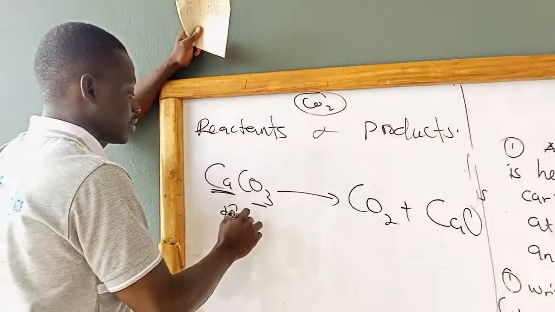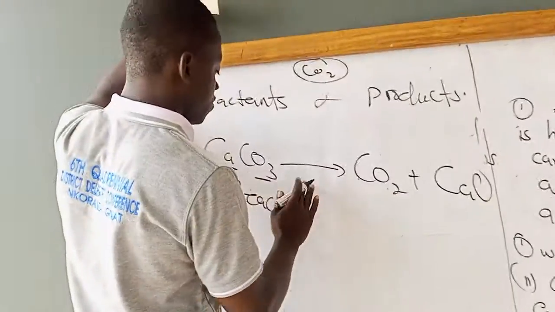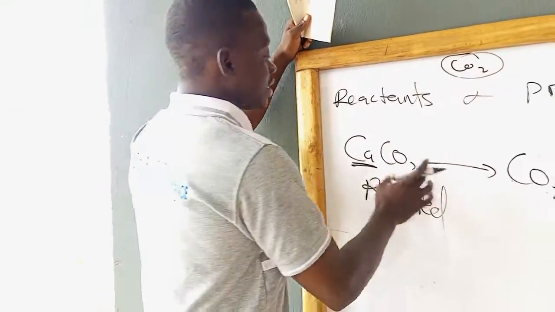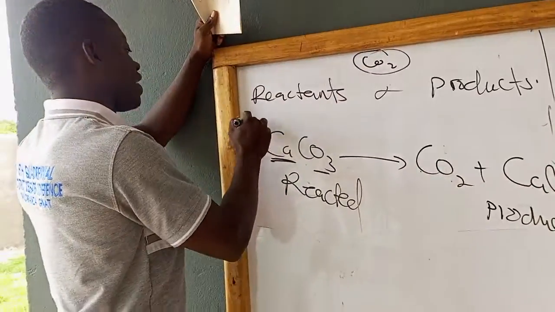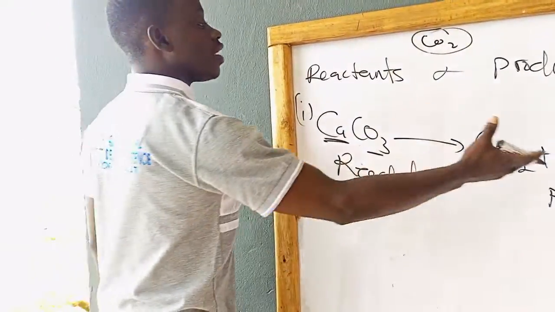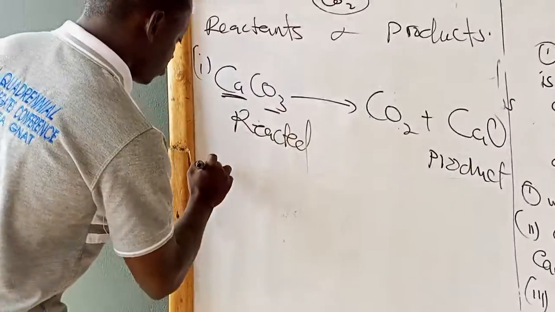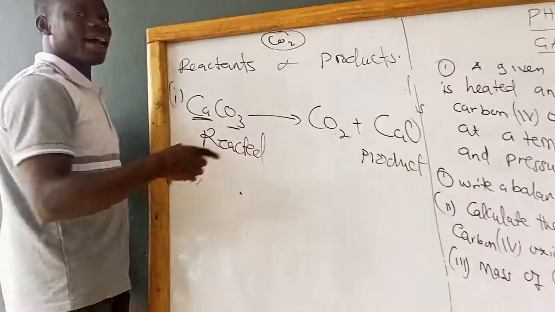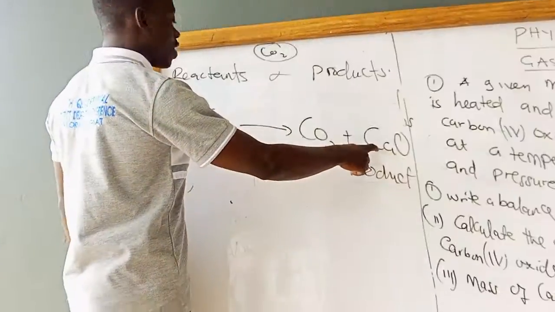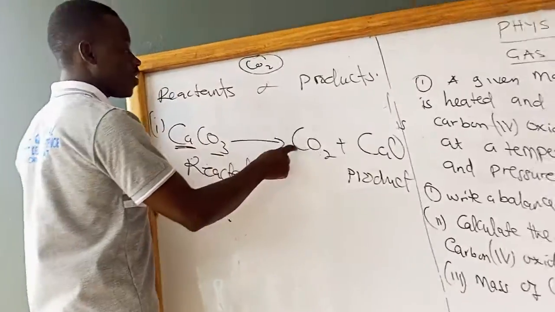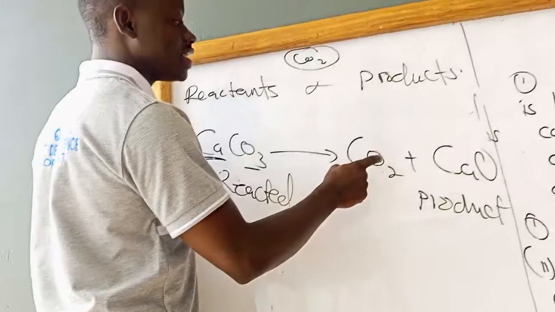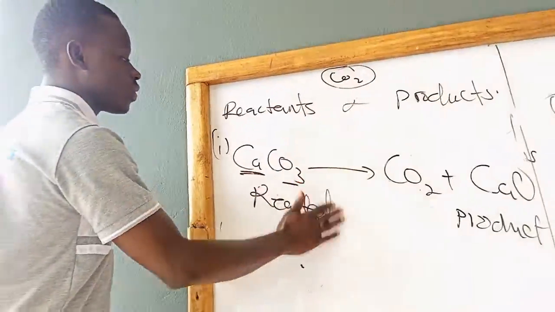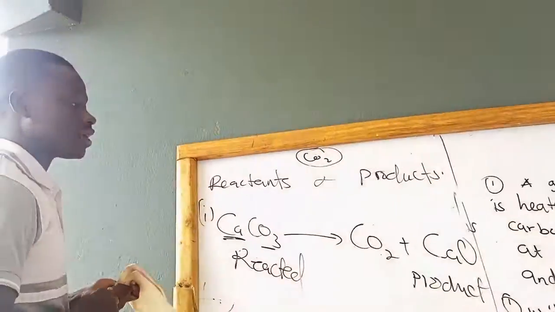So this reacted to give you this product. This is the sample balanced equation for I. Now the equation is balanced. Calcium here is 1, calcium here is 1. Carbon here is 1, carbon here is 1. Oxygen here is 3; oxygen here is 2 plus 1 here, making it 3. So the equation is balanced.